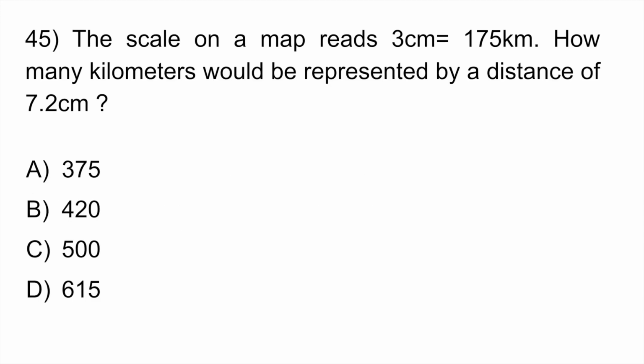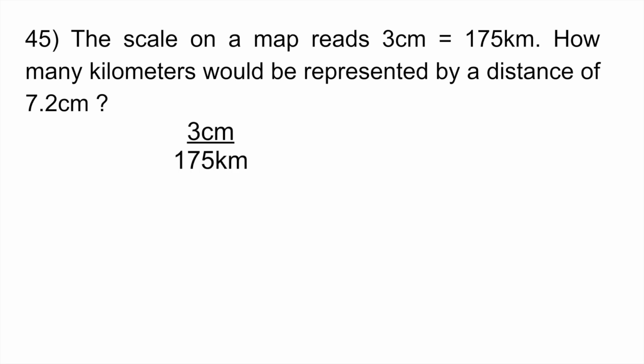The scale on a map reads 3 centimeters is equal to 175 kilometers. How many kilometers would be represented by a distance of 7.2 centimeters? Okay, so here what you do is you have to set up a proportion like this. We said that 3 centimeters is the same as 175 kilometers. And they're asking us what the distance would be if we have 7.2 centimeters on the map.